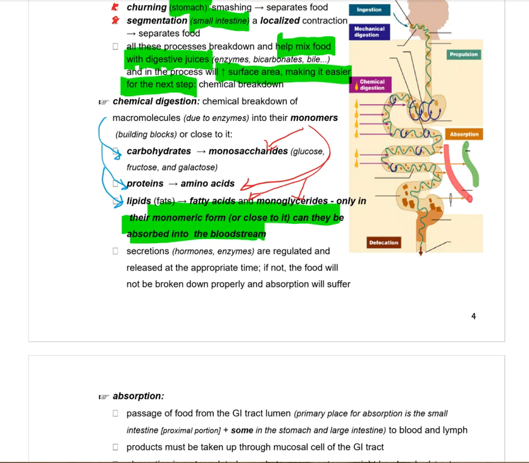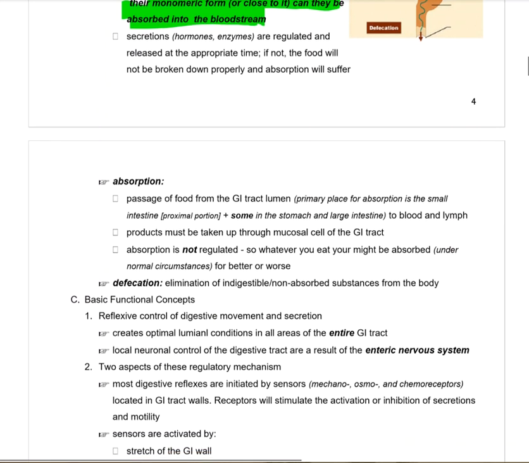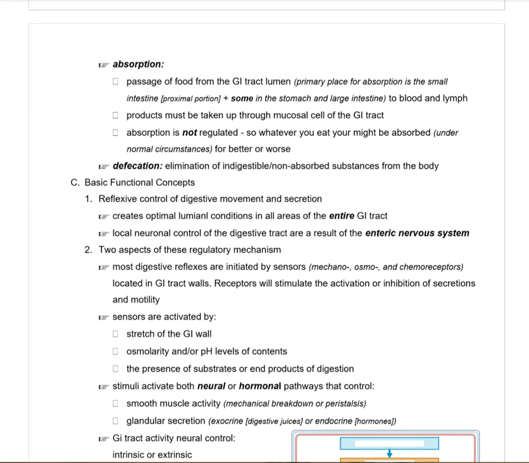So again, the other thing about timing is important is that these secretions, these hormones and enzymes, have to be regulated and released at an appropriate time. Otherwise, we might not break the food down properly. What if we put food in our small intestine and then we didn't release enzymes until 20 or 30 minutes later? The food may have moved along the small intestine and now we dump the enzymes in and there's nothing for them to digest. So it's important that this is a very regulated system.